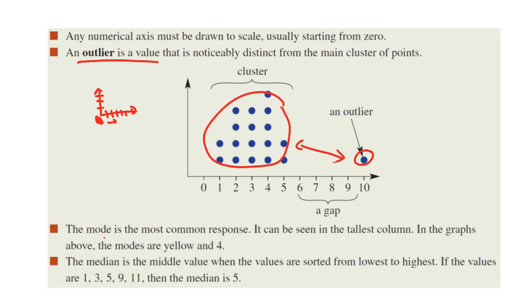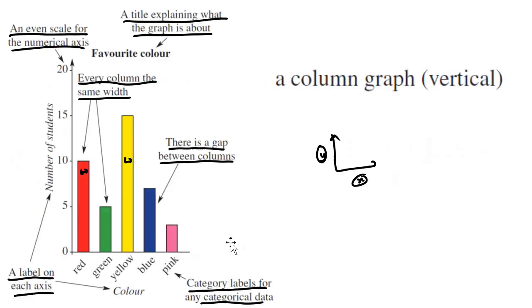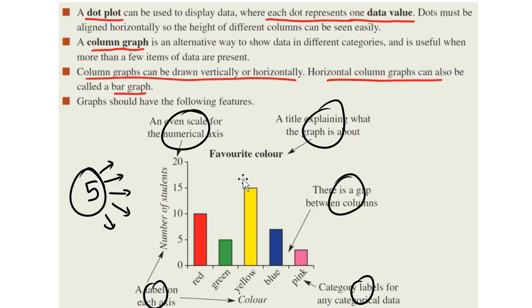Okay, next is mode. You will learn about this again in your higher classes, but I am just giving you a basic introduction. The mode is the most common response. It can be seen in the tallest column. In the graphs above, the modes are yellow and 4. Let me show you. See here, out of all the students, most of them prefer the yellow color. So this is what we mean by mode.